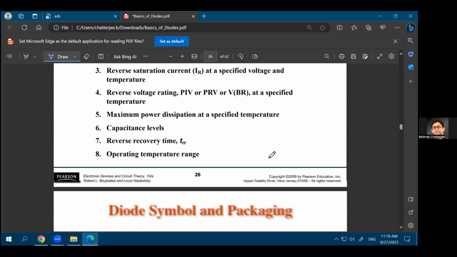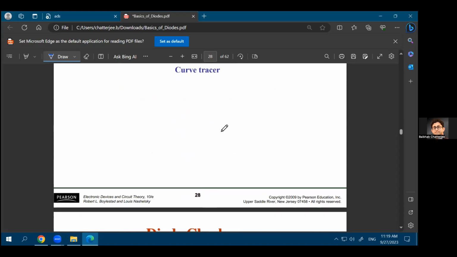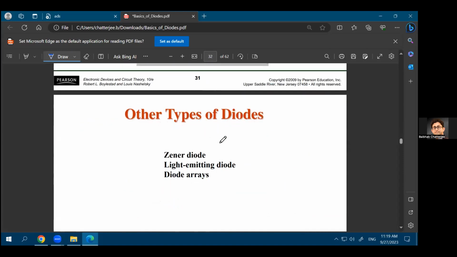All right. So again, I'll just skip through some of these slides because this just talks about the diode symbols, packaging, testing. So you can look into these slides yourself, which do not talk about a lot of technical details.